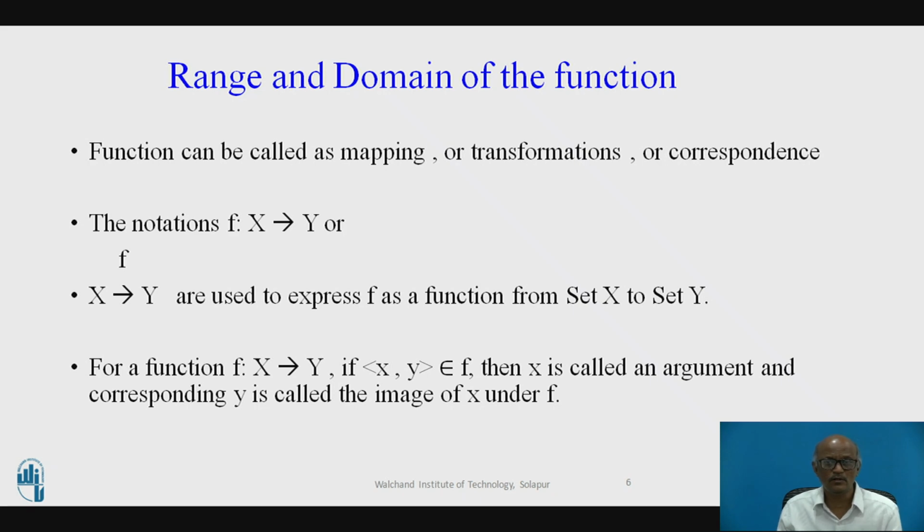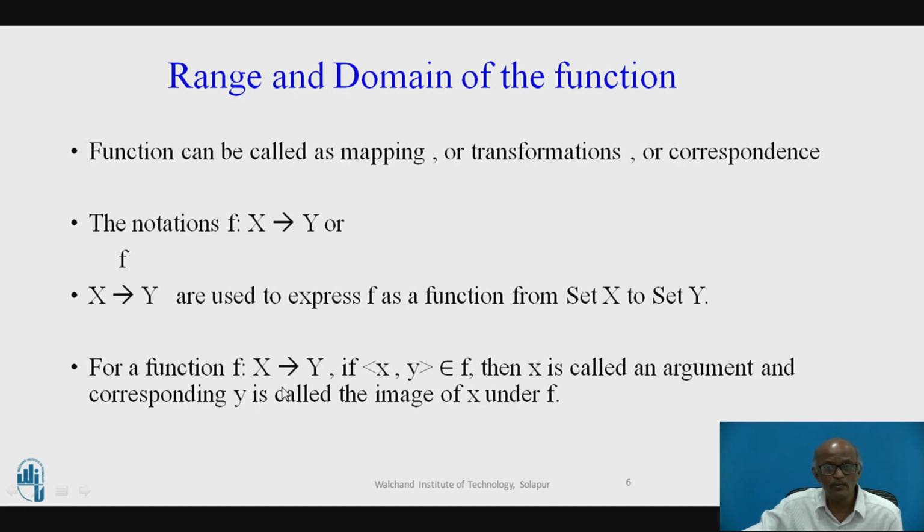Now, let us see what the terminologies for functions are. A function can be called a mapping, a transformation or a correspondence. How is it denoted? We give the name of the function f, and then the sets x and y, with an arrow in between saying that x is mapped to y. In the third form, x is mapped to y, and on this arrow we can give the name of the function. That can be used to express the function from set x to set y.